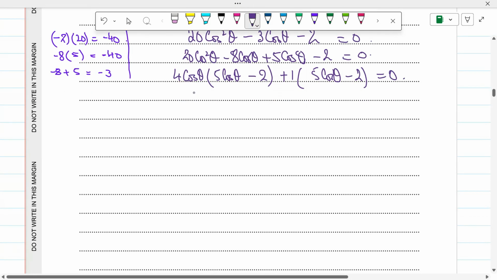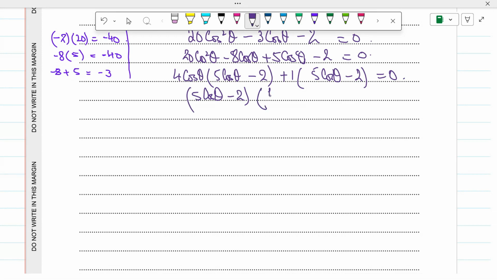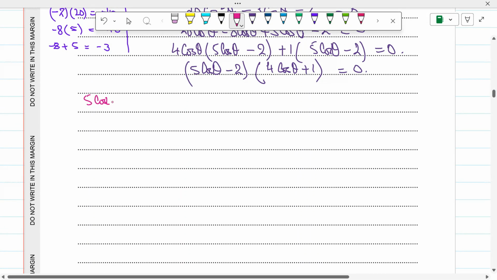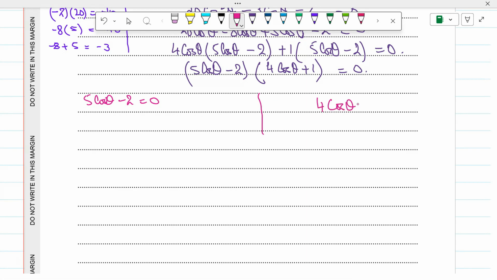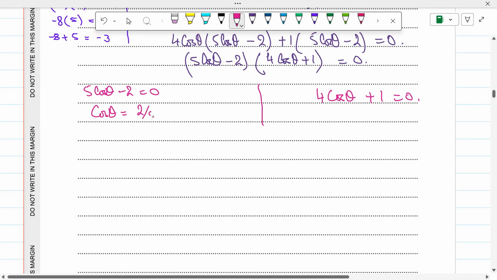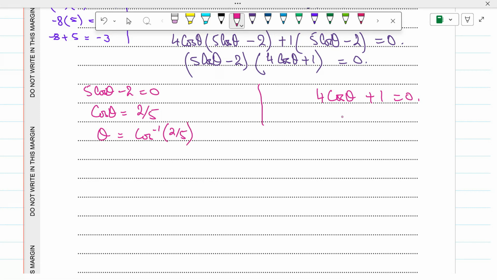Further solving, we will have (5 cos theta minus 2) times (4 cos theta plus 1). We have two factors, equating each with 0. We will have 5 cos theta minus 2 equal to 0, and on the other side 4 cos theta plus 1 equal to 0. In this case, cos of theta is equal to 2 over 5, and theta is equal to cos inverse of 2 over 5. On the other side, cos of theta is equal to negative 1 over 4, and theta is equal to cos inverse of negative 1 over 4.